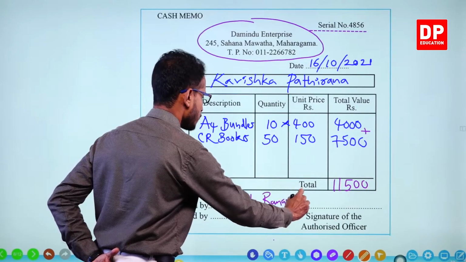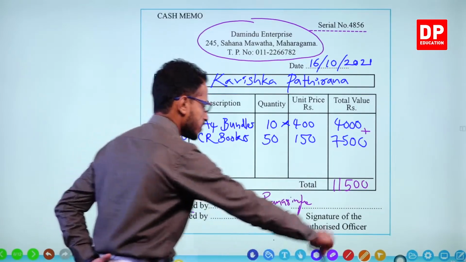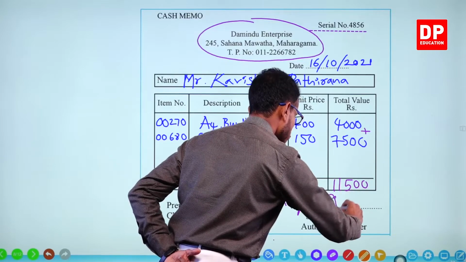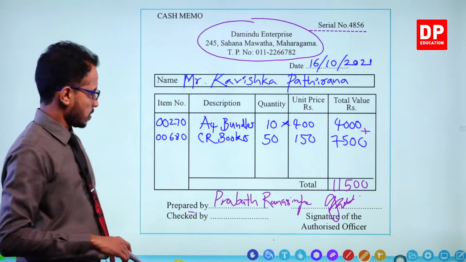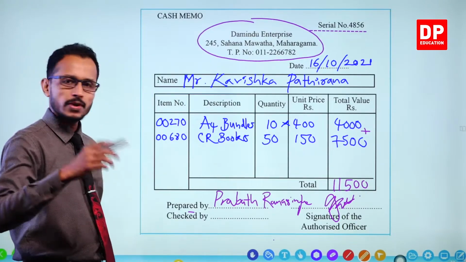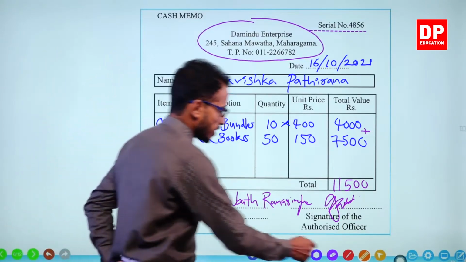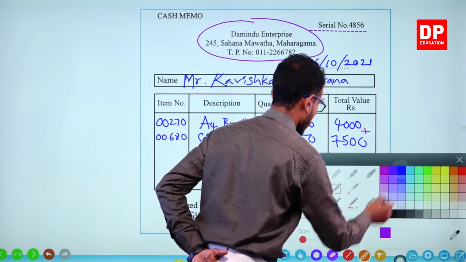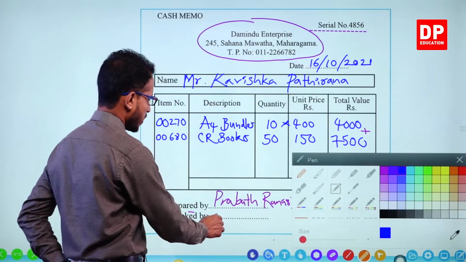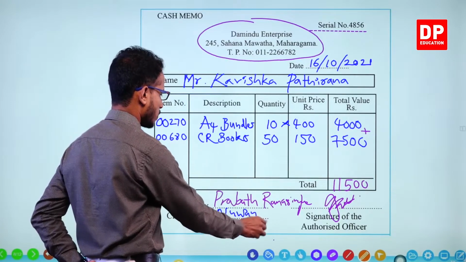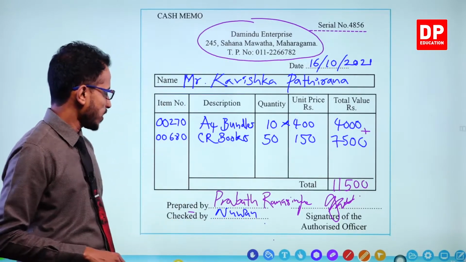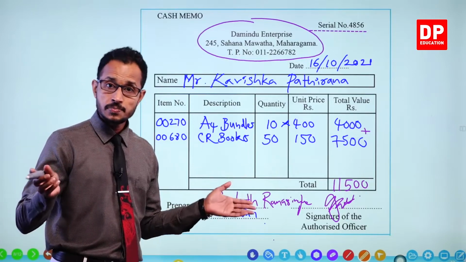Prabhat Ranasinghe. Signature here. And if there's a supervisor, he can check this and write his name here. Let's say Nuwan. Checked by Nuwan. He could be my supervisor.